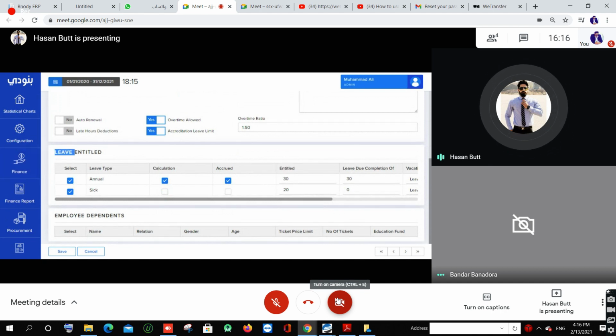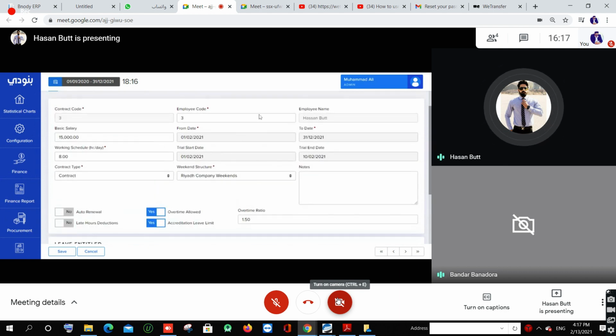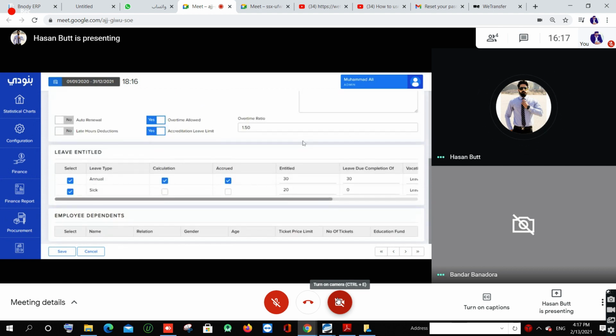This is the leave entitled. Leave entitled, as you all know, brothers, means the leave we are going to give this employee. So we are going to assign him leaves, how many leaves he is allowed to take annually. These are the options: the calculation, the accrued, and the entitled. Right, brothers? So you can also check them as well. These are yes and no options.